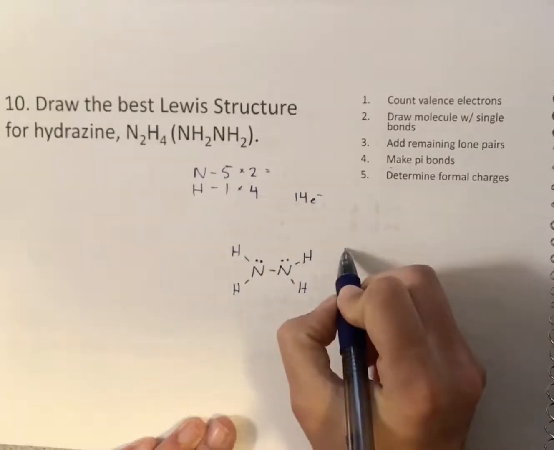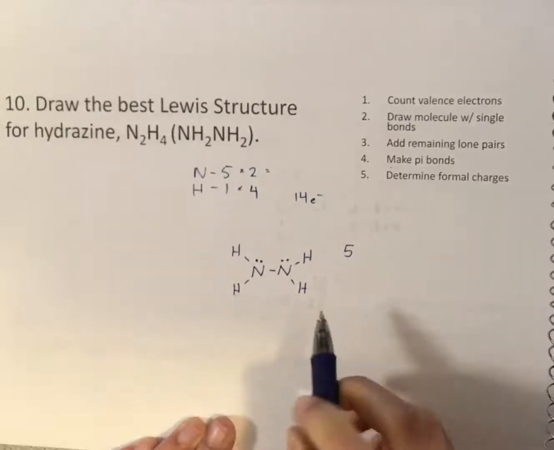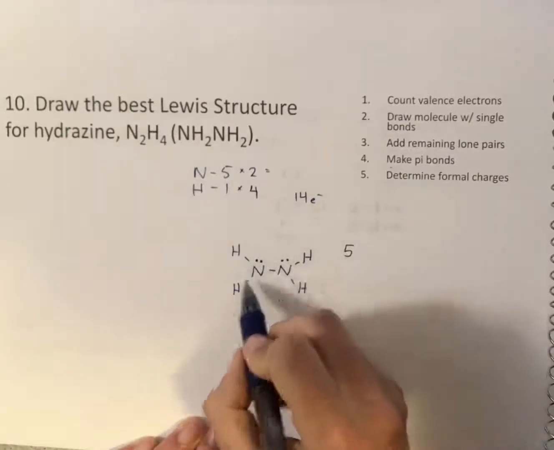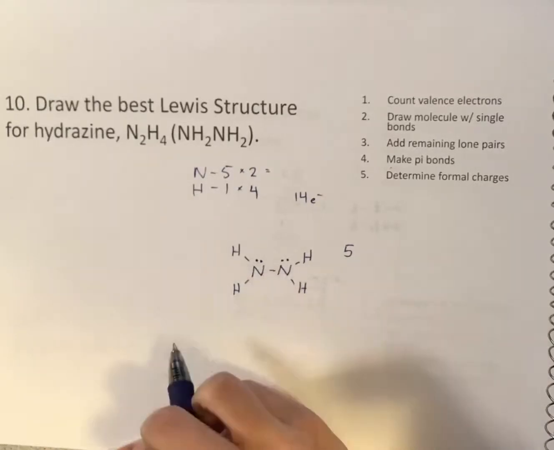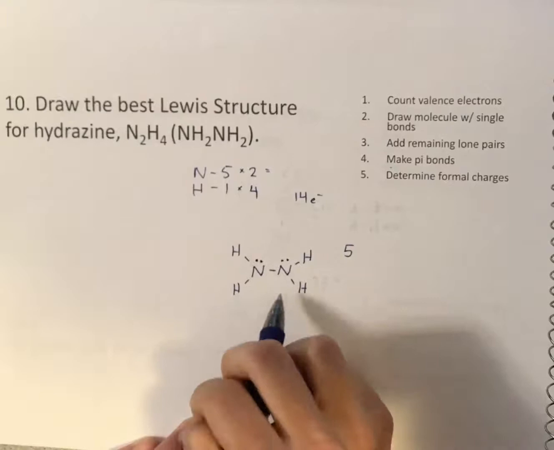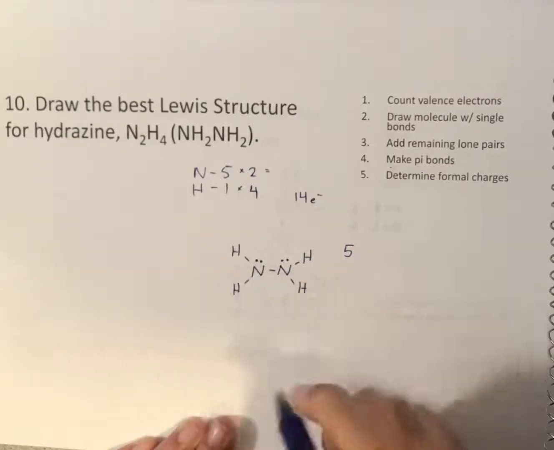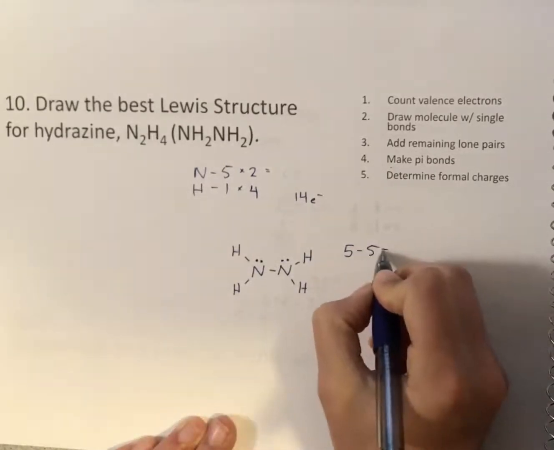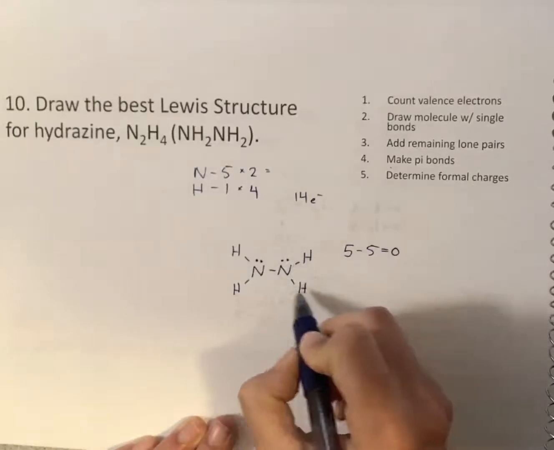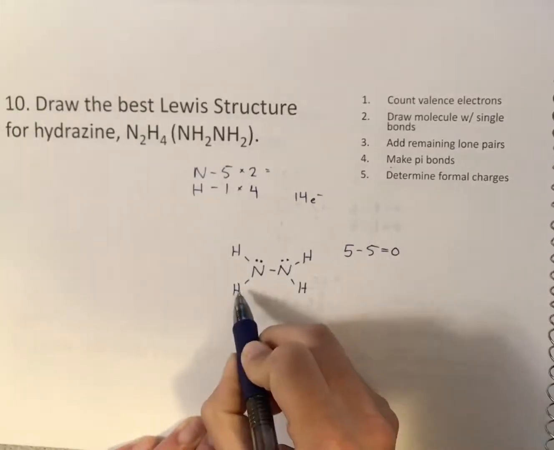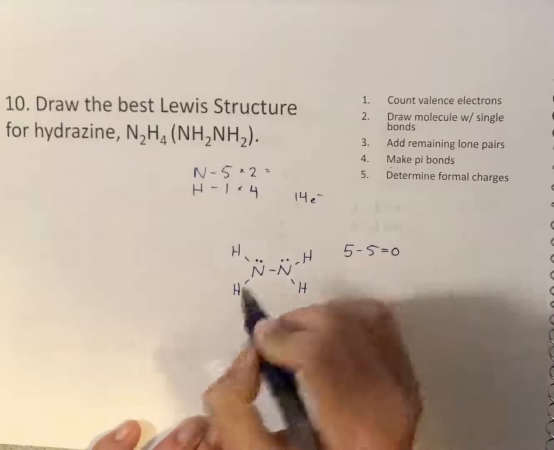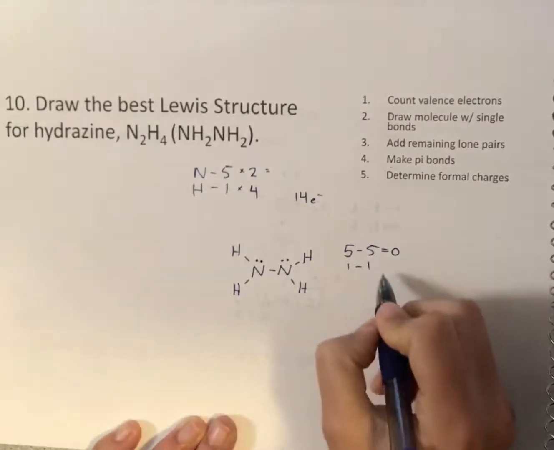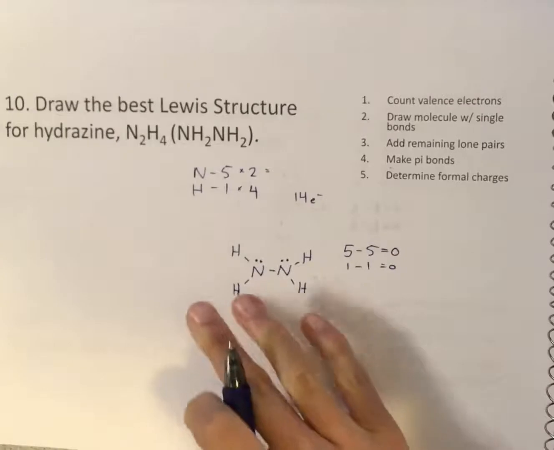So nitrogen has 5, and we'll count how many electrons it has. So we have 1, 2 here, and then we count each of the single bonds once. So 3, 4, 5. So this guy is happy, and then this nitrogen is also the same. And then this hydrogen, it can only have a formal charge of 1 because it only has 1 bond and it doesn't have any lone pairs. So this is the best structure for hydrazine.